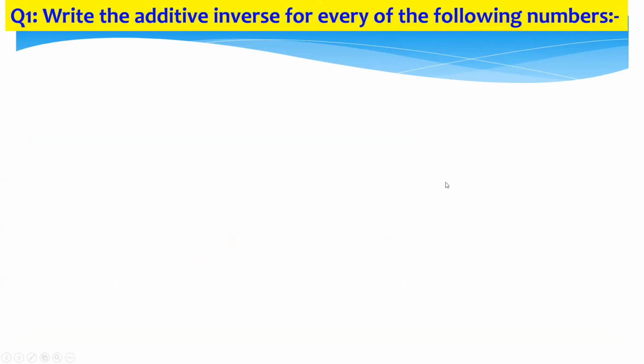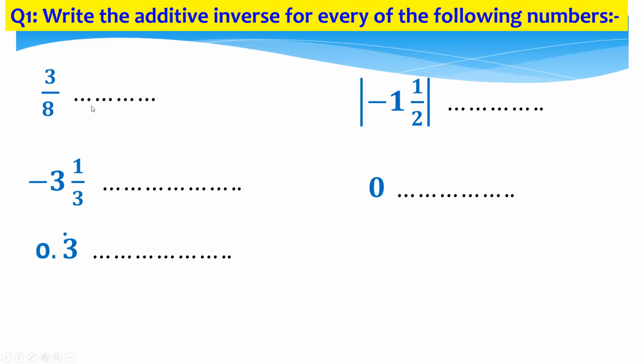Write the additive inverse of the following. 3 over 8. What is the meaning of the additive inverse? The additive inverse is where we change the sign. When the sign is positive, the answer will be negative. When the rational number is positive, the additive inverse is negative. Here the answer would be negative 3 over 8.